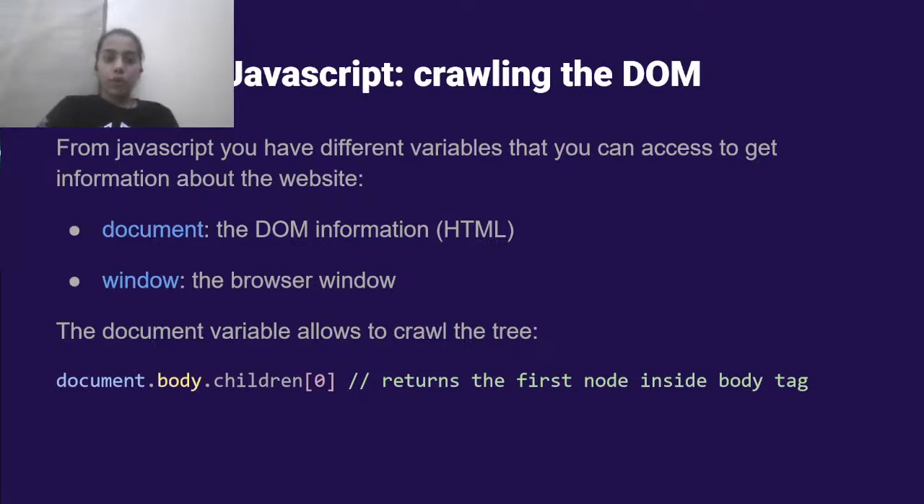So crawling the DOM using JavaScript involves navigating through the structure of an HTML document to access and manipulate elements, attributes, and content. This is useful for tasks like extracting data, modifying web pages dynamically, or performing actions on specific elements. So you can access the elements by getElementById, querySelector, querySelectorAll, getElementsByClassName, and getElementsByTagName.